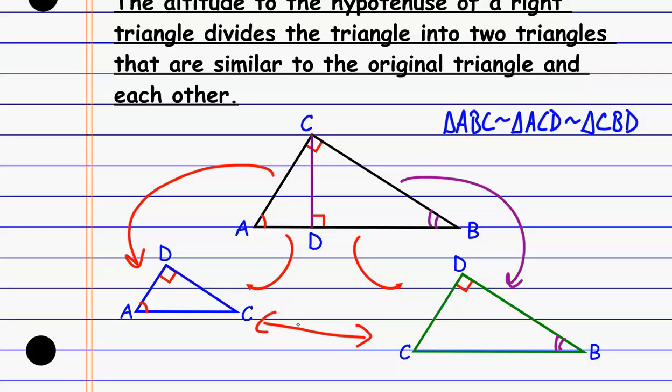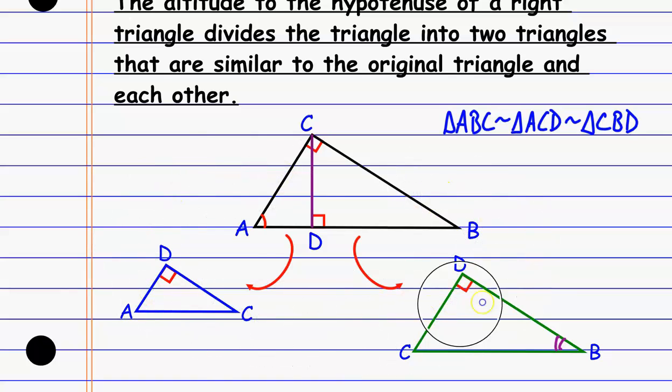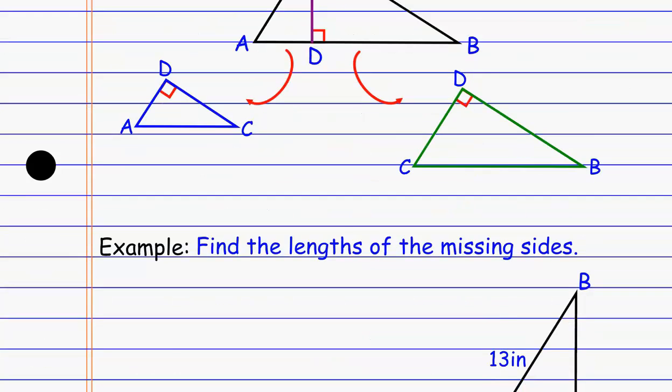So if they all match up to the larger triangle, then they match up to each other as well. All right, so that's where this proof kind of comes from. Relatively simple when you really start thinking about all the angles that they share. But that's how we know that these are all similar. So here's how this thing works.